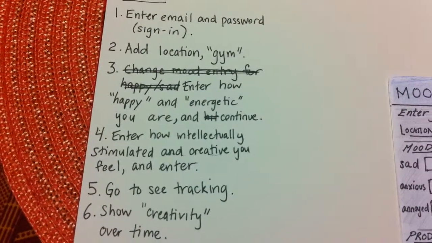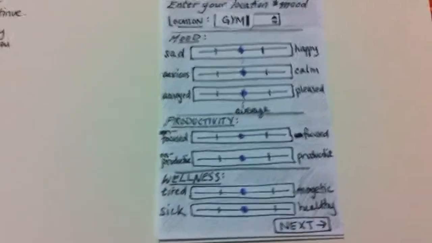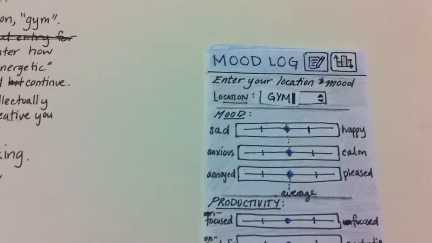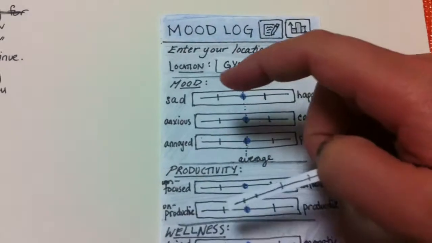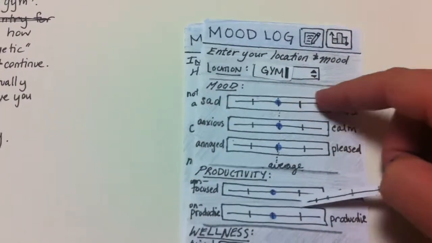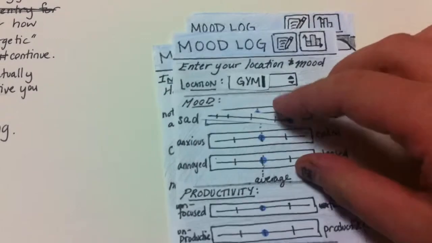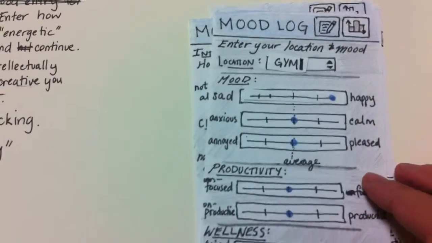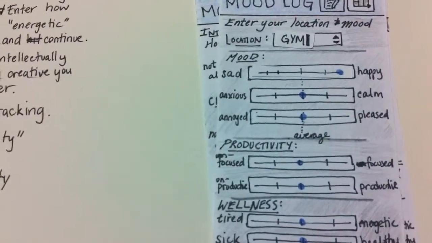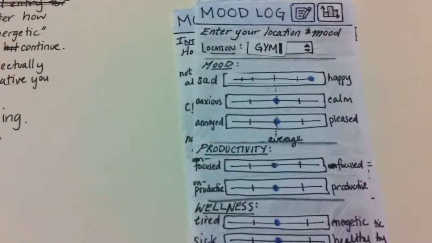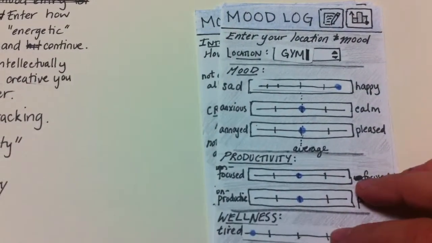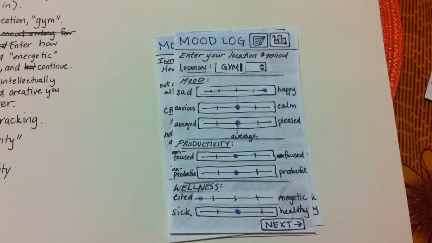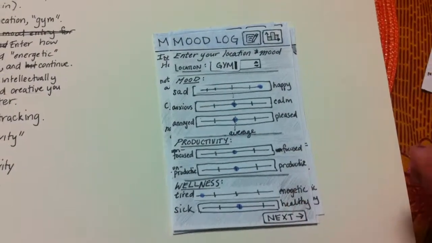Alright, so after that, now we are at the gym, and now it says enter how happy and energetic you are and continue. Alright, so I'm going to go ahead and slide my happy indicator to make I'm feeling pretty happy. This is fun. Yay. But I'm feeling a bit tired. So I'm going to go ahead and slide this one down to tired. Alright, great. Now I hit next to continue.